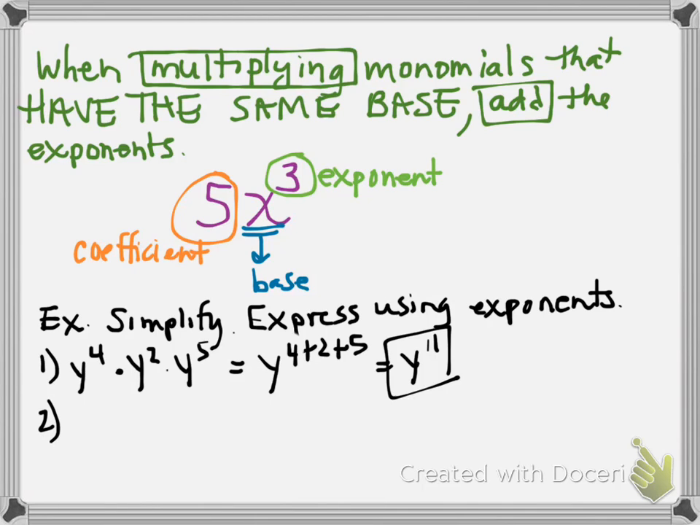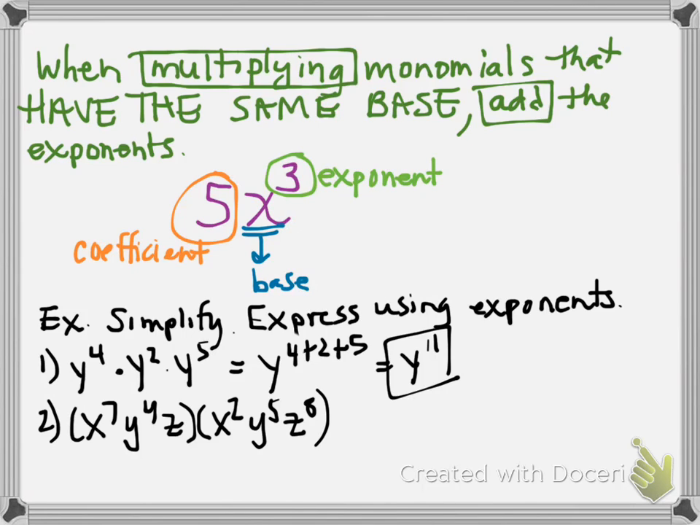Okay, so let's try one a little bit harder, and I haven't told you what to do with this before, so let's see what happens. I have x to the 7th, y to the 4th, z to the 4th, and I'm going to multiply that by x squared, y to the 5th, z to the 8th. Z to the 4th? Oh, I'm sorry. I said it and I didn't write it, did I? There we go.